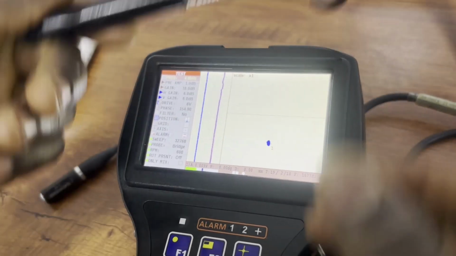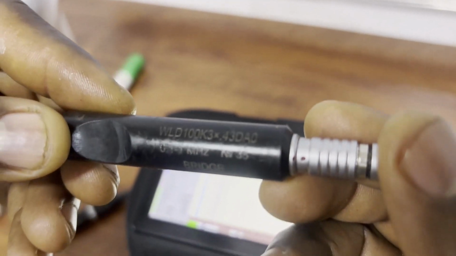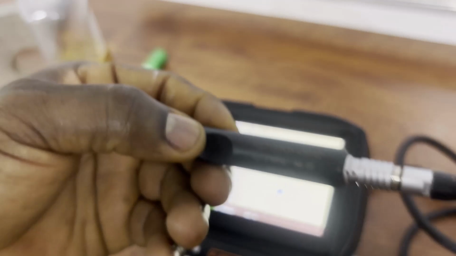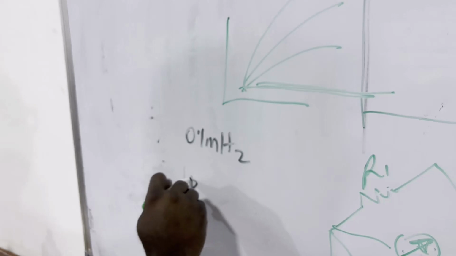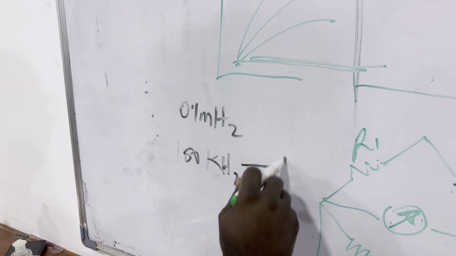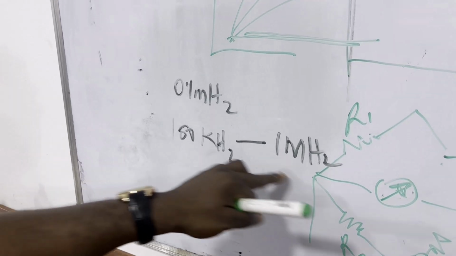If you look at a typical eddy current probe, there will be a range of frequency. In case it's not clear to you, the frequency range is from 0.1 to 1 megahertz. That is to say, 0.1 megahertz is 100 kilohertz, to 1 megahertz, which means this probe can function between this.